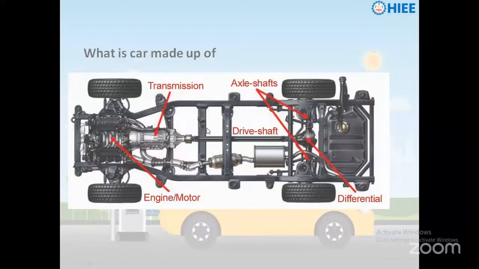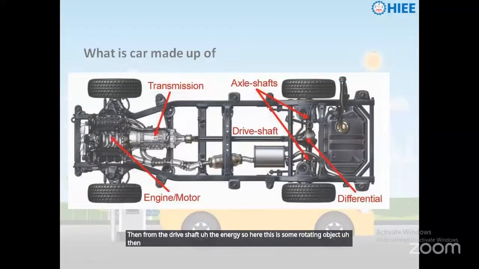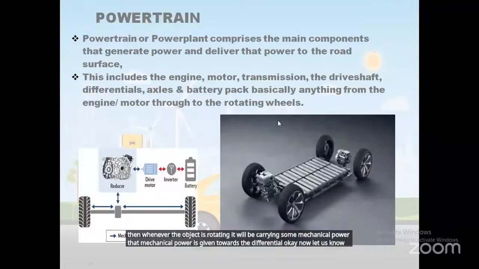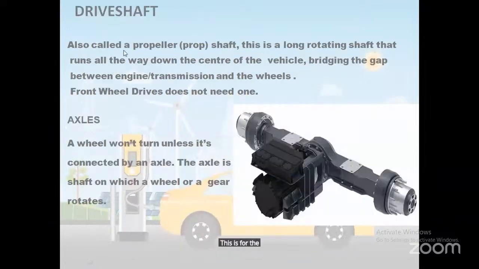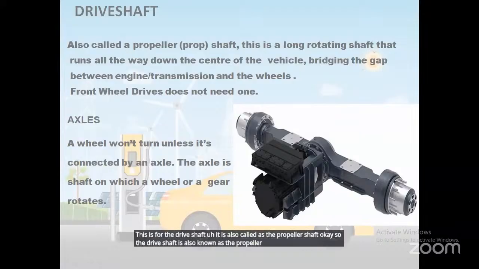Then from the drive shaft, the energy. So here, this is a rotating object. Whenever the object is rotating, it will be carrying some mechanical power. That mechanical power is given towards the differential. Now let us know what the differential is. Before going into the differential, the drive shaft is also called the propeller shaft, or the prop shaft.